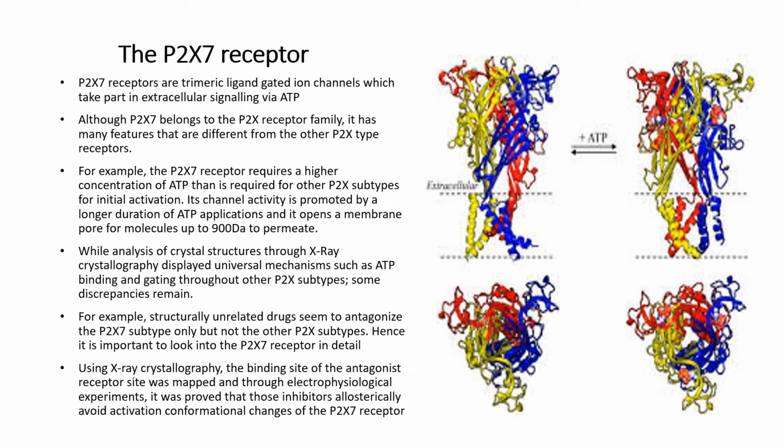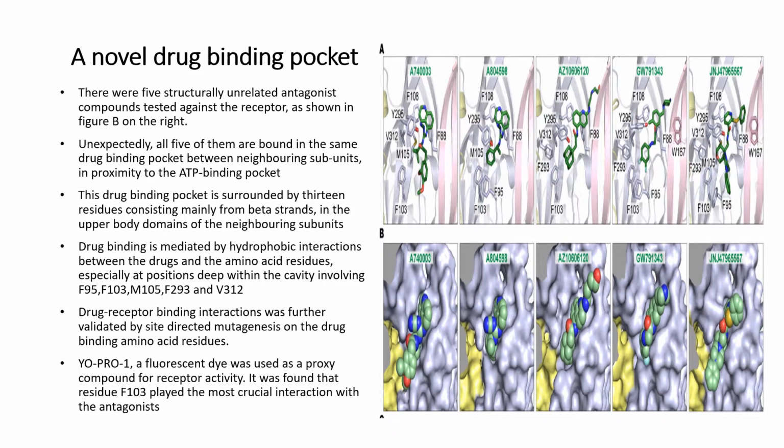Using X-ray crystallography, the binding site of the antagonist receptor was mapped, and through electrophysiological experiments, it was proved that those inhibitors allosterically avoid activation conformational changes of the P2X7 receptor. There were 5 structurally unrelated antagonist compounds tested against the receptor, as shown in Figure B on the right.